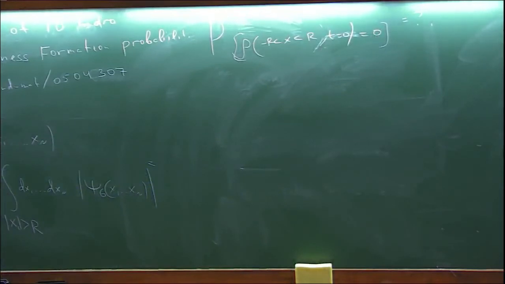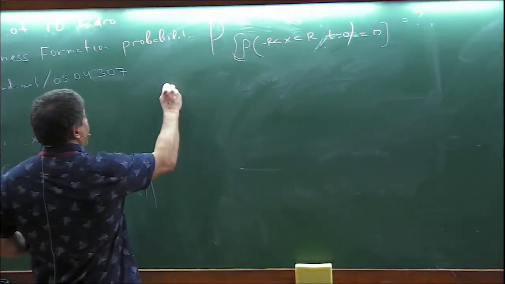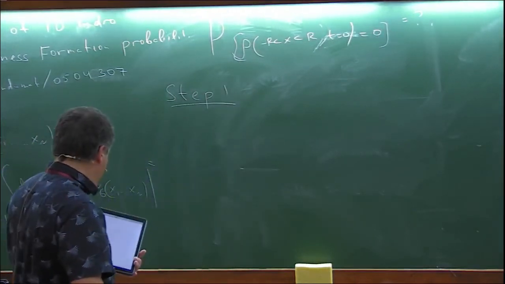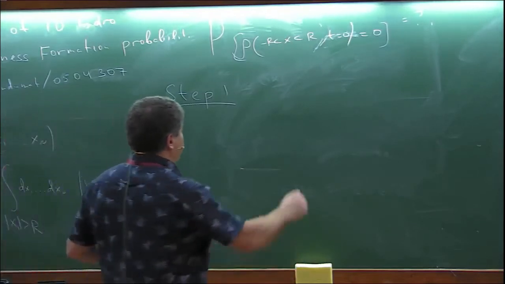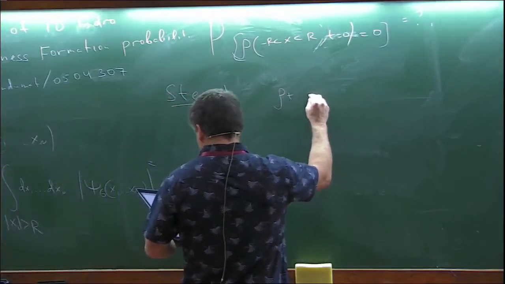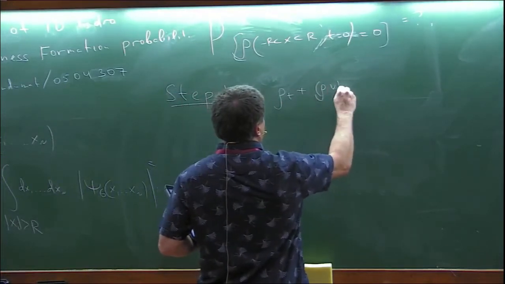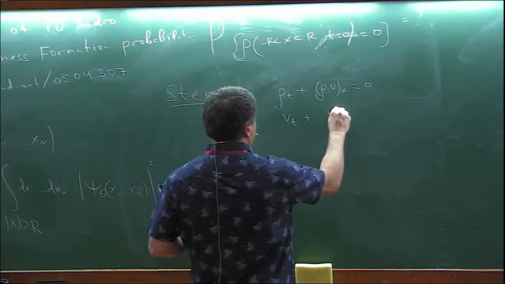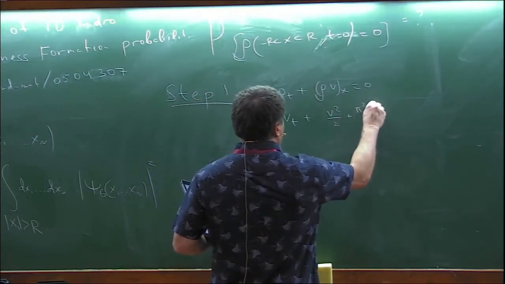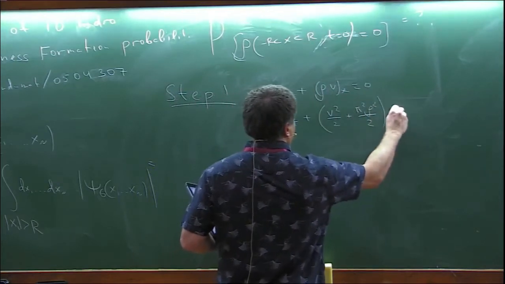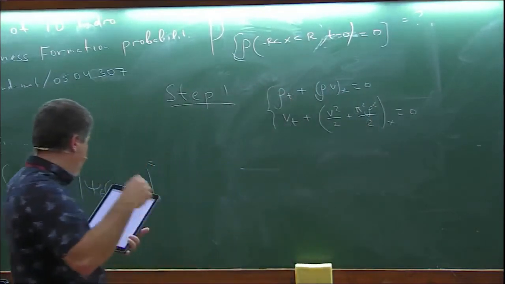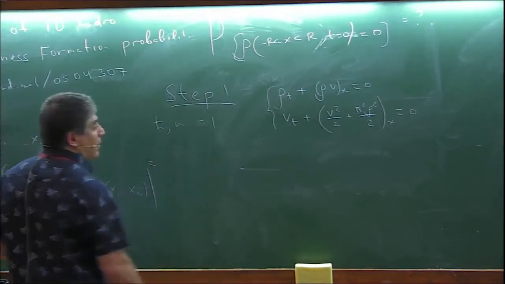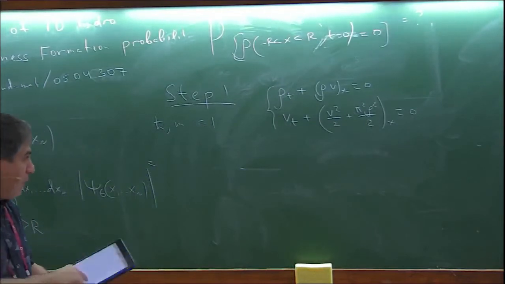I'm going to do it in steps, and I'll give you some minimal justification of each step. So step 1: write down the hydrodynamic equations for free fermions. I will just rewrite the system which I already wrote before. And now I drop h bar as well. We can restore it at the end. So both h bar and m equal 1 here. That's step number 1.